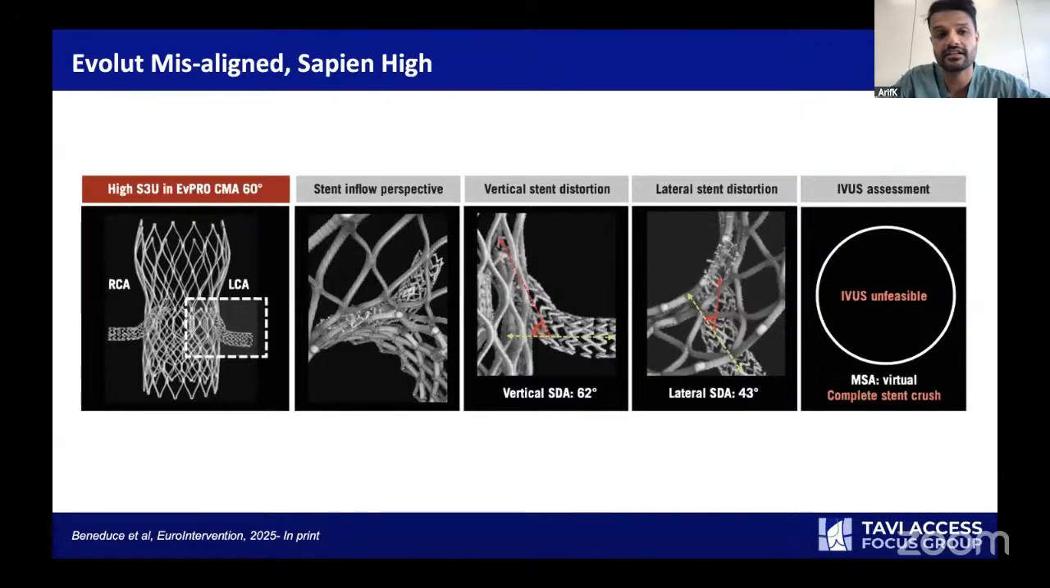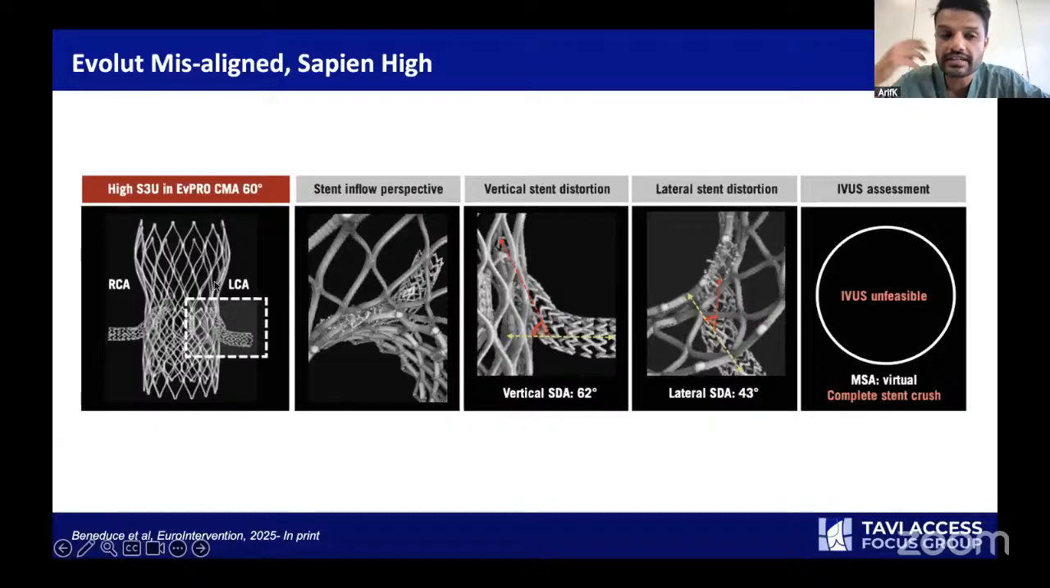So let me show you this. This is a bad case scenario. This is a Sapien in a high position with a completely misaligned Evolut valve. This would be, let's say, the worst case scenario. If you look just in this panel, which is looking through the valve frames on CT at the chimney stent, you can see the stent is completely crushed. So there's going to be absolutely no patency of the stent here. You can see how distorted the stent is in both a vertical plane and also a horizontal or lateral plane. After we deployed these stents, we tried to perform an IVUS measurement to look at expansion, eccentricity, ellipticity, everything. But when the stent is crushed, you simply can't get back in and you can't perform the IVUS. So this was again confirmation that it can sometimes go really, really wrong.